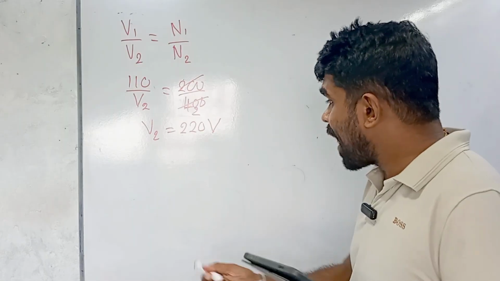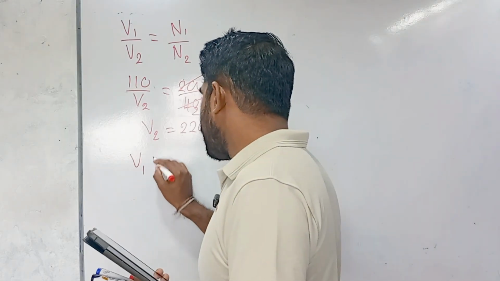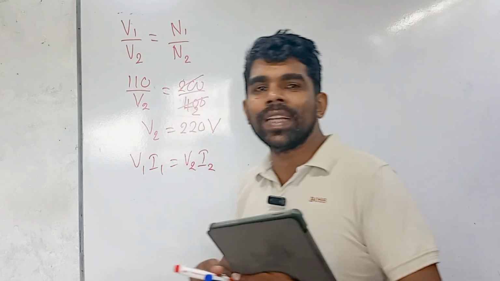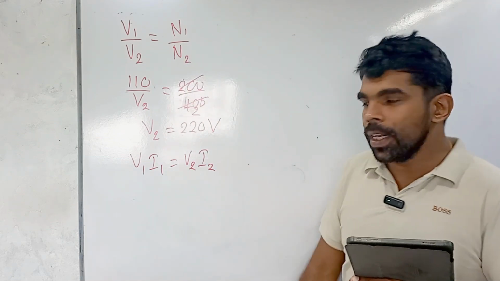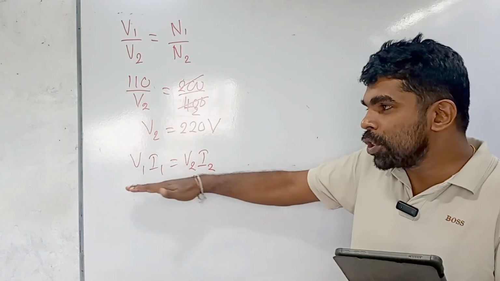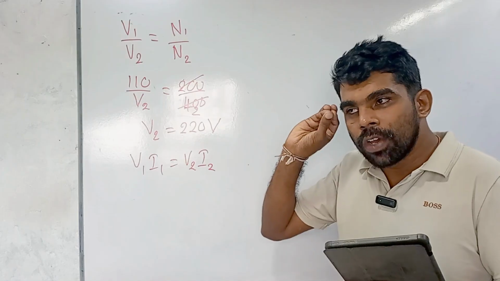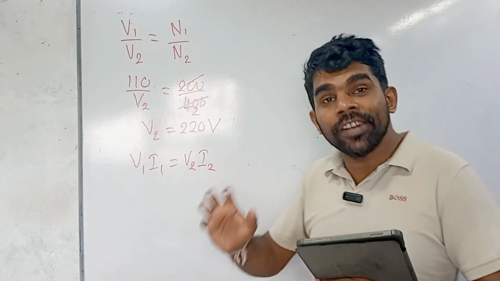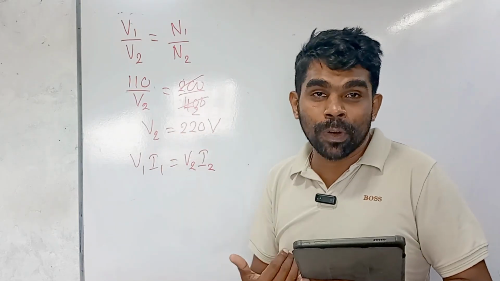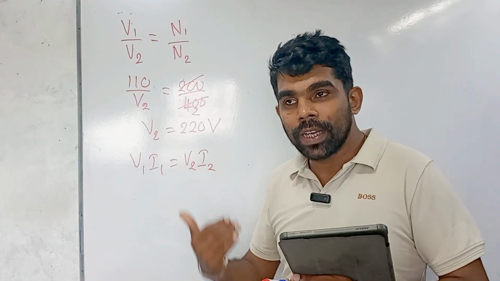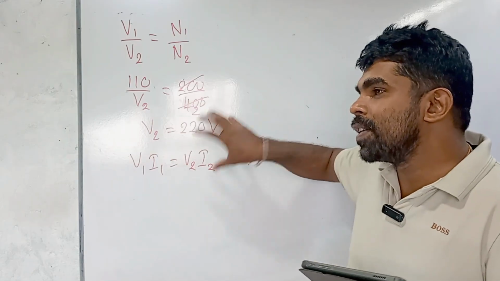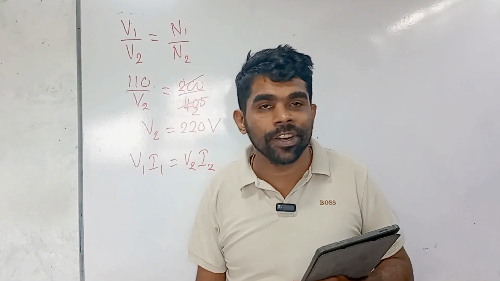Then we can use the equation V1 I1 equals V2 I2 to find the current of the secondary coil. But when using this equation, we have to remember that we can use it only for an ideal transformer. Ideal transformer means there is no energy loss in the transformer. Power given to the primary coil equals the power output of the secondary coil.